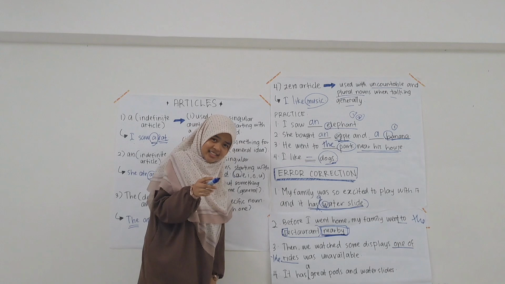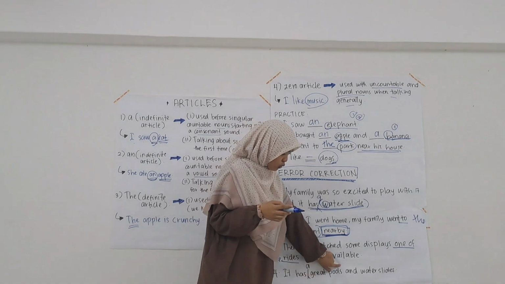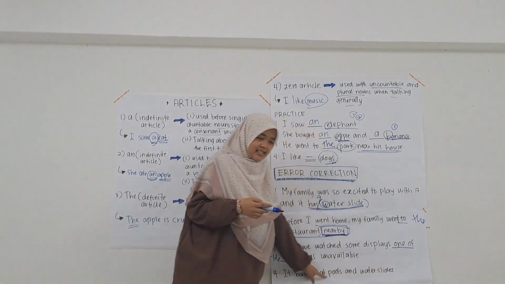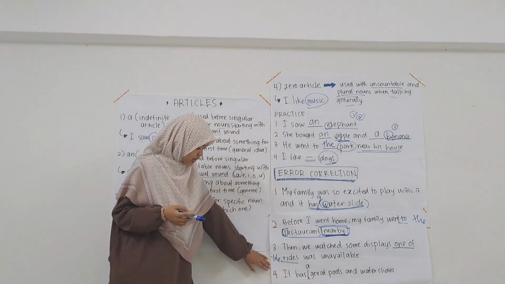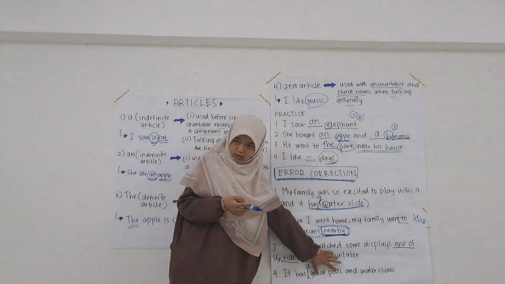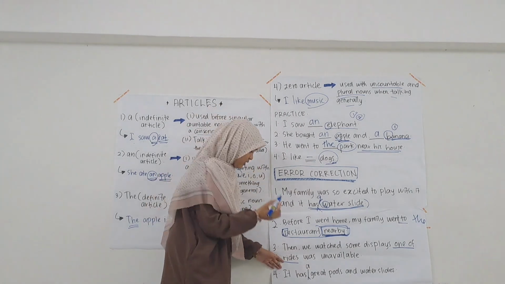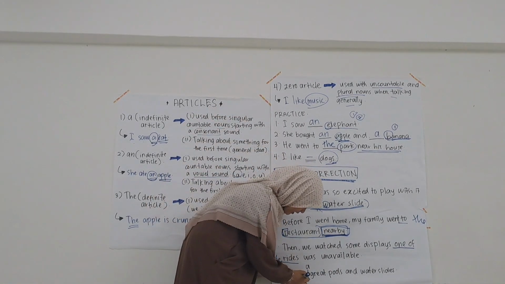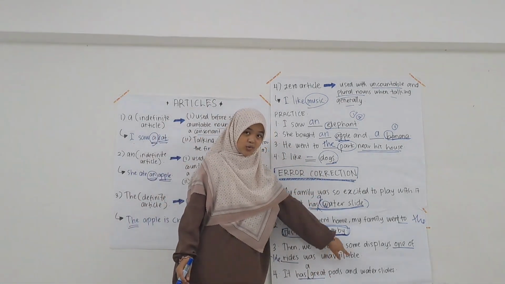Last one. Let's look at the last sentence. It has a great pools and water slides. Where is the error in the sentence? Where do you think is the error? It has a great pools and water slides. Okay, so the error, I'll underline it below. The error is here. It has a great pools and water slides.